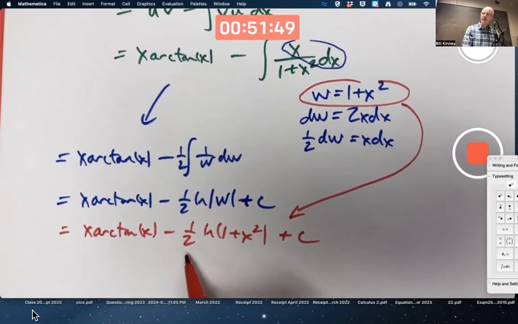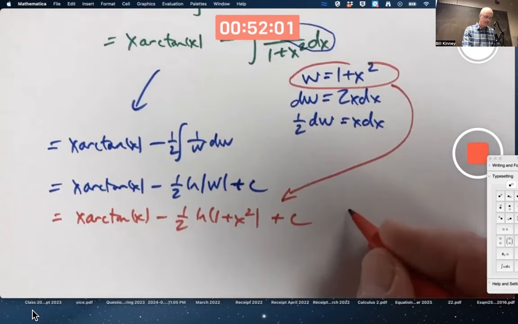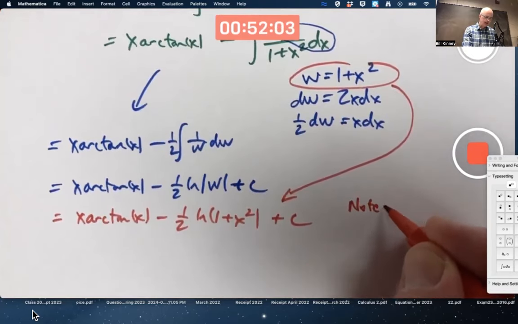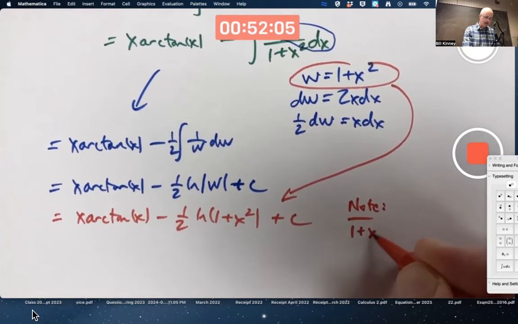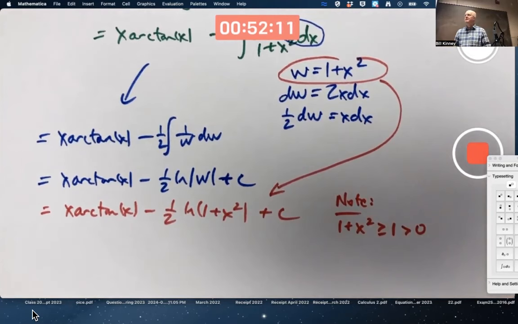The 1/2, by property of exponents of logarithms, could also be brought up into the exponent of 1 plus x squared. So you could have a ln of square root of 1 plus x squared, but this is good enough. Note again, 1 plus x squared is always greater than or equal to 1, which is positive. So I don't need the absolute value signs. We're not plugging in imaginary numbers for x if you're worried about that. So this is okay.